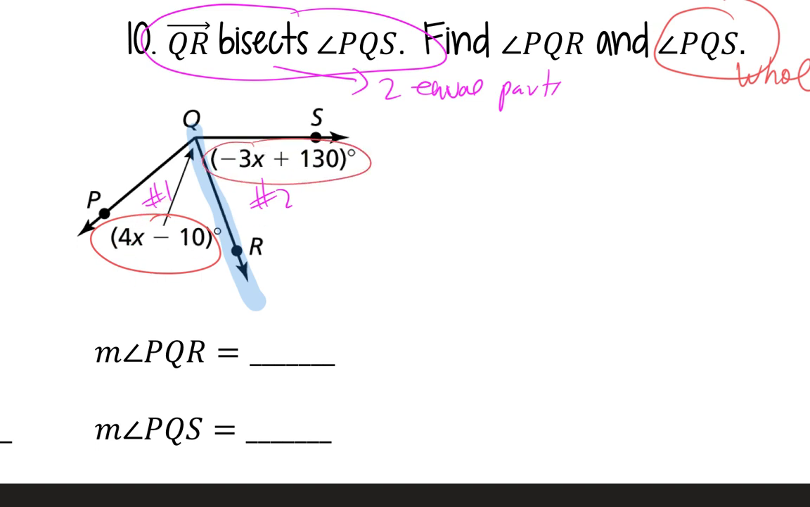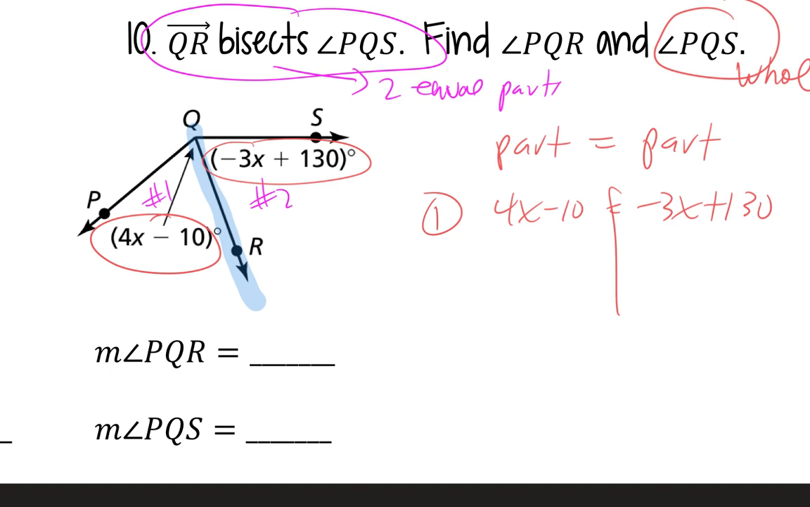Okay, well, what do we know? We know that part equals part, right? Because if it's a bisector, we know this equals that. So once we can make an equation involving that, we can solve for x and we can figure those out, right? So let's set it up. Part equals part. So 4x minus 10 equals negative 3x plus 130.